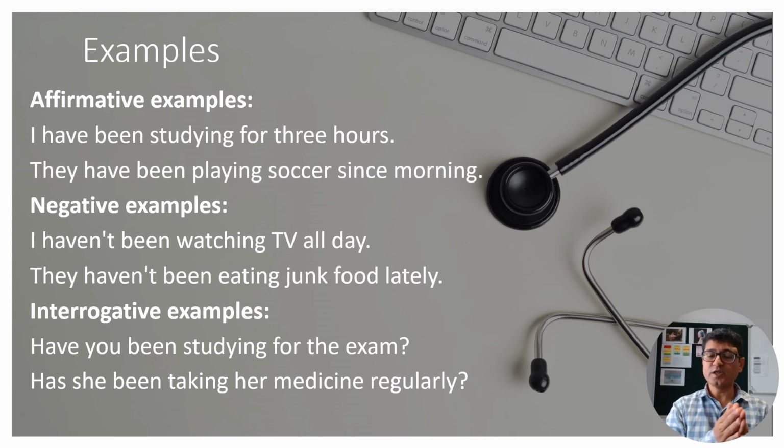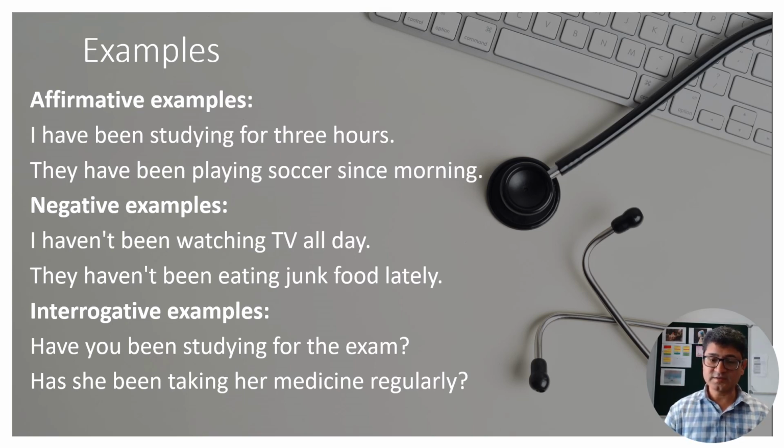For negative, you will put have and then not. If you use contraction, you will use haven't, which means have and not together. So I haven't been watching TV all day. They haven't been eating junk food lately. If you're not using contraction, the sentence will be I have not been watching TV all day. Or they have not been eating junk food lately.